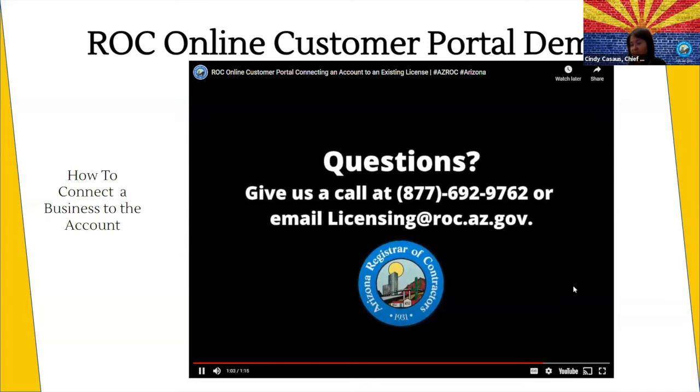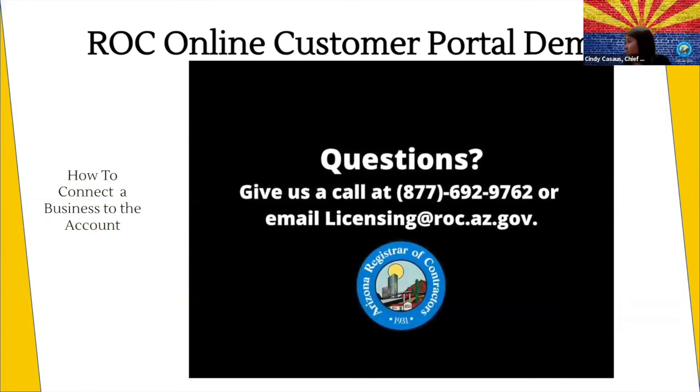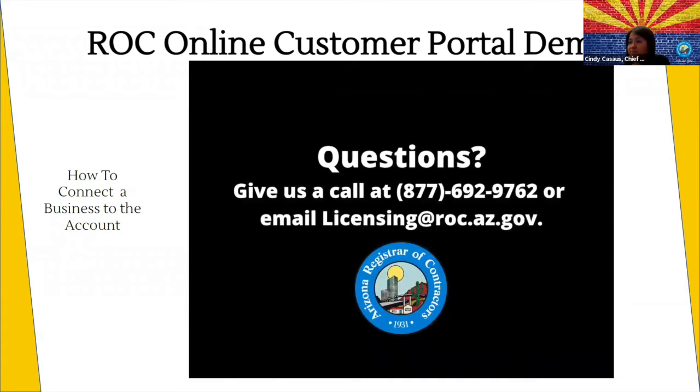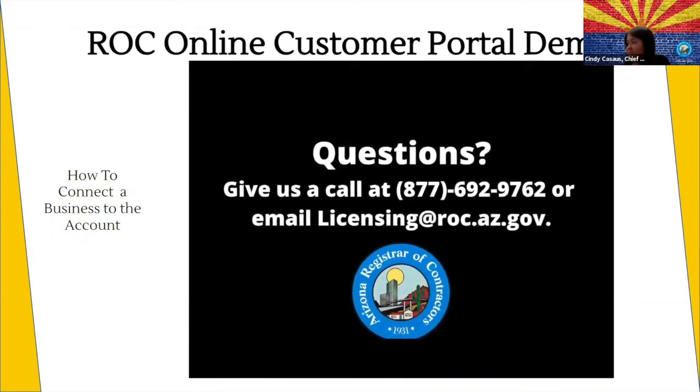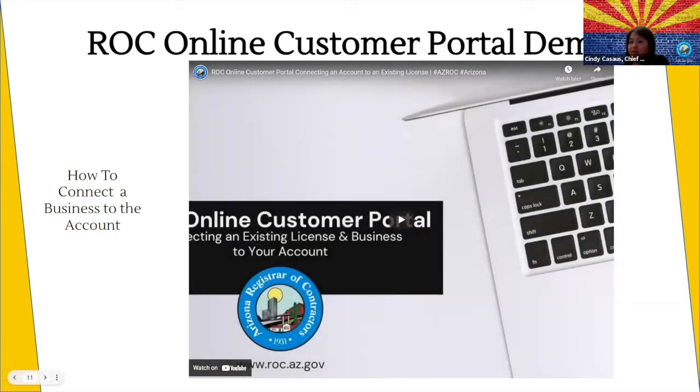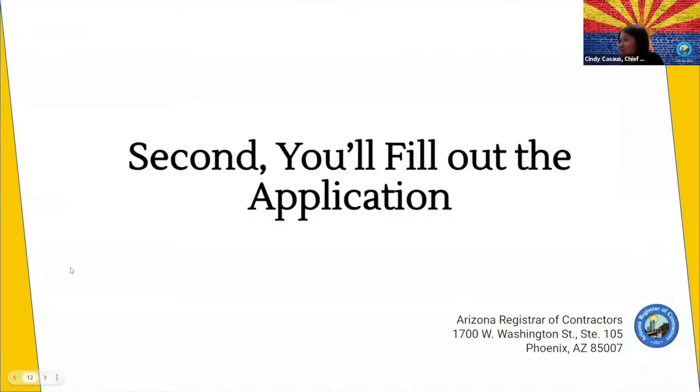You can contact the licensing rep to ask for more information by emailing licensing@roc.az.gov or by giving us a call during normal business hours at 877-692-9762. All right, so both of those videos are available on our website if you need to revisit them in order to set up your account and connect your business. All right, so next I am going to hand it over to Maggie, who will walk us through filling out the application. Maggie. Yeah, thank you.